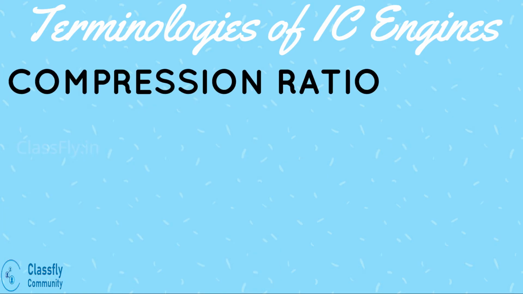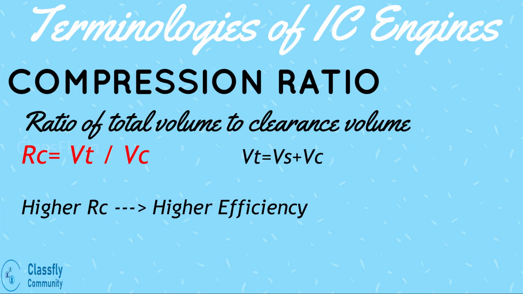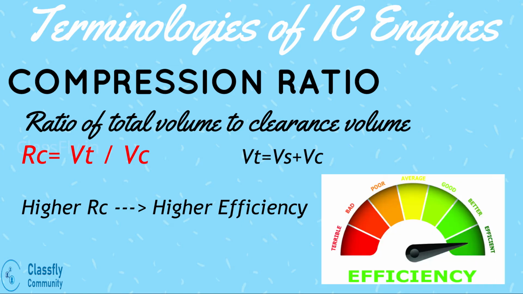Next, the compression ratio. Well, it can be defined as the ratio of the total volume of the cylinder to the clearance volume. Well, compression ratio can be given in the formula of Vt by Vc, where Vt is the total volume of the cylinder and Vc is the clearance volume. The total volume of the cylinder is nothing but the summation of the stroke volume and the clearance volume. Well, higher the compression ratio, the more powerful the engine and more is its efficiency.